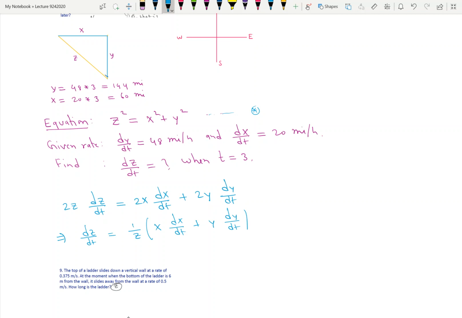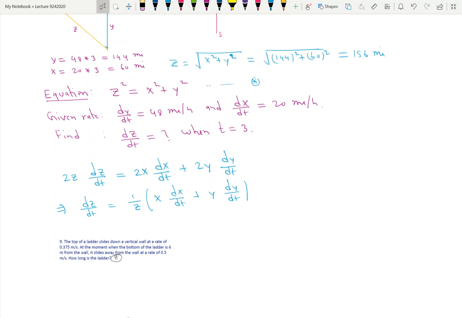Okay. We also need to find z. So from this graph we can find z. So x square plus y square, which is 144 square plus 60 square, and after calculation we will get 156. Okay, 156 miles.